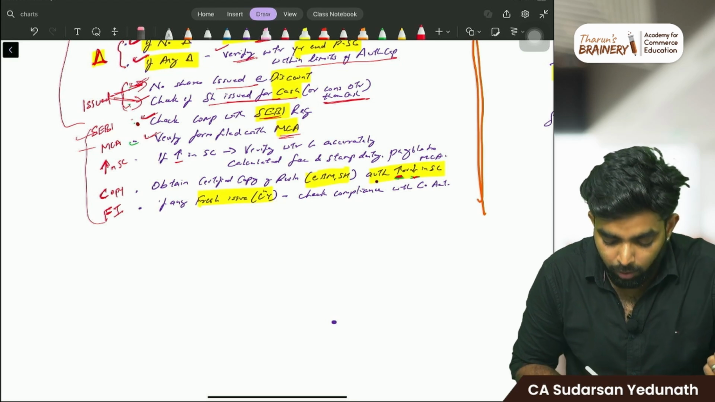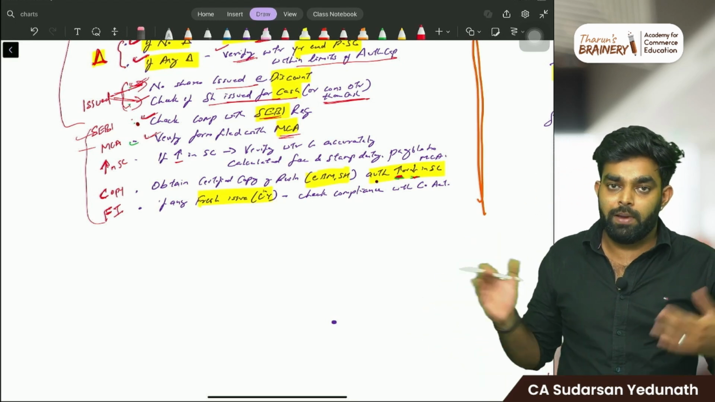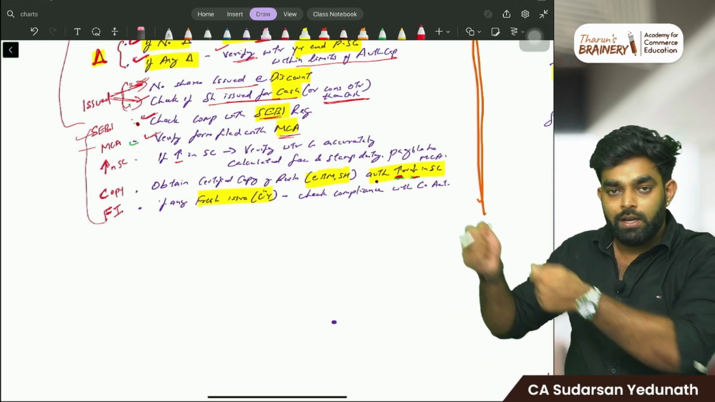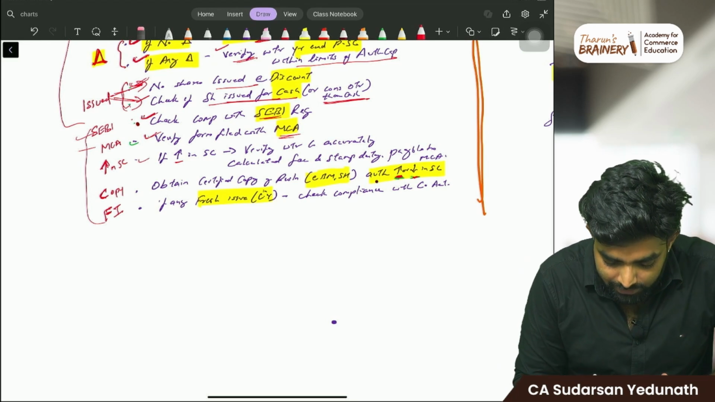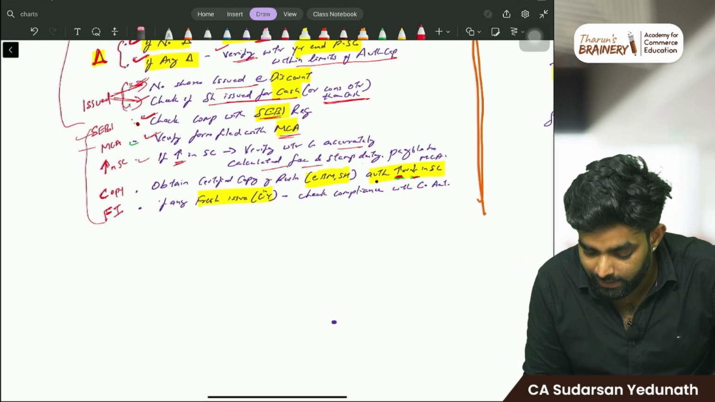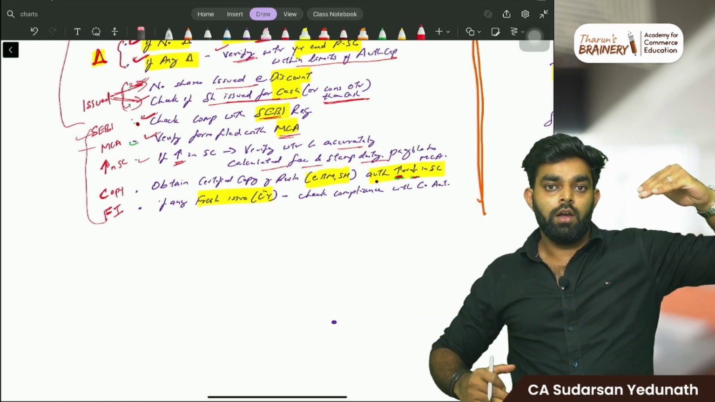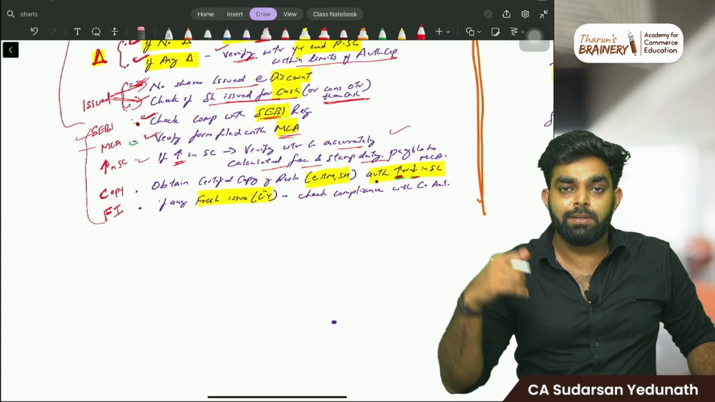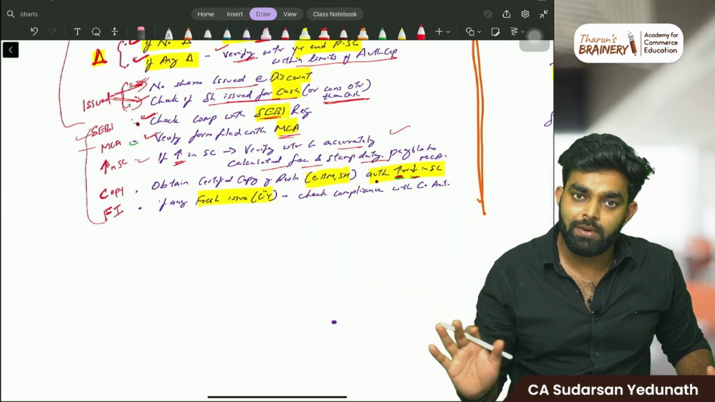Then verify the forms filed with the MCA. When you are issuing share capital, or issuing or buying back, you have to file a form with the Ministry of Corporate Affairs. Then if there is an increase in share capital, verify whether the company accurately calculated the fee and stamp duty payable. When you are issuing new shares, that is what we call increase in share capital. In that case, you have to pay some fees and stamp duty to the government. See whether it is accurate and correct.